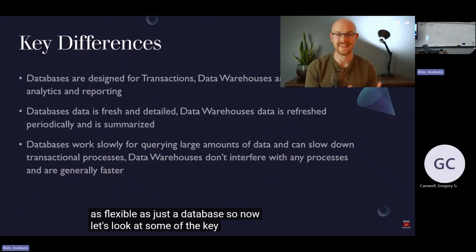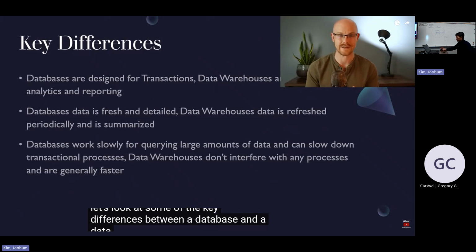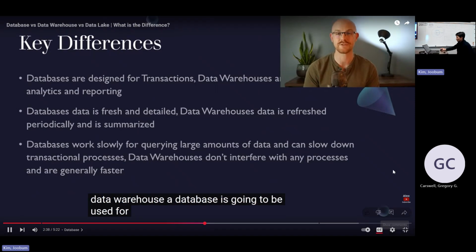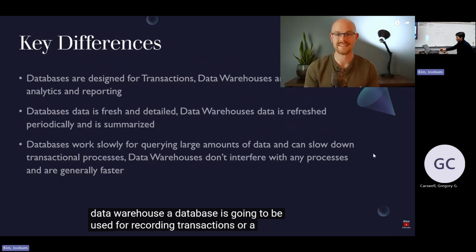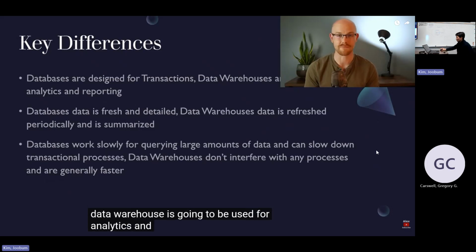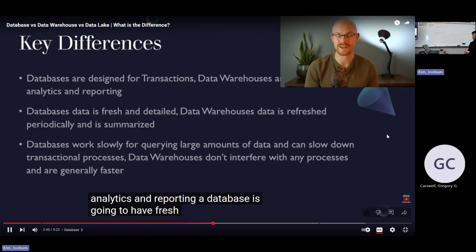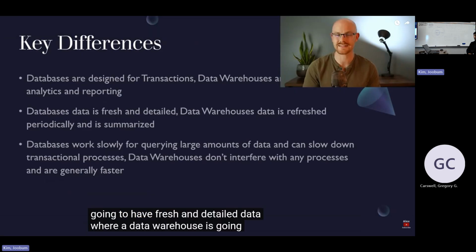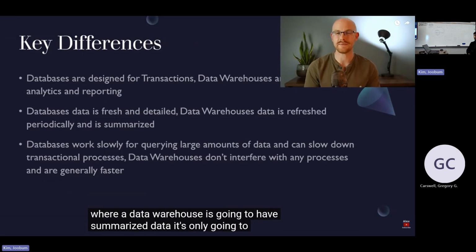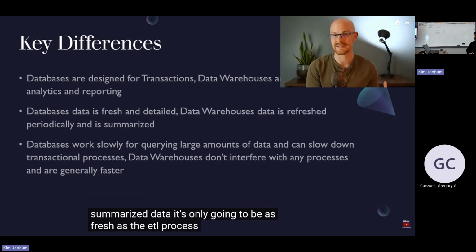So now let's look at some of the key differences between a database and a data warehouse. A database is going to be used for recording transactions, whereas a data warehouse is going to be used for analytics and reporting. A database is going to have fresh and detailed data, where a data warehouse is going to have summarized data. It's only going to be as fresh as the ETL process is created.